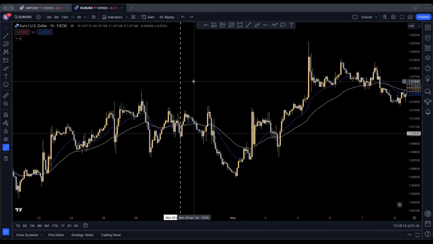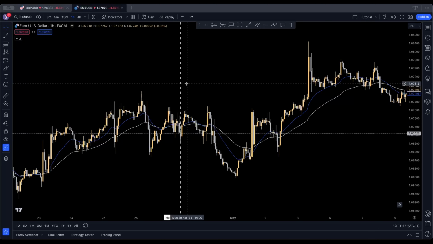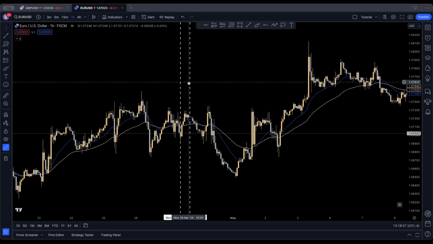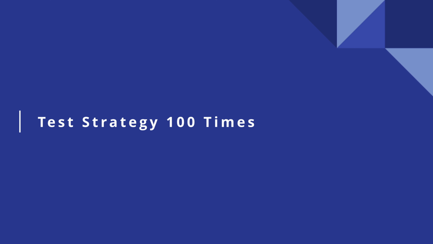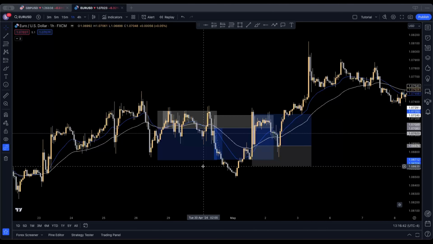For me, I start looking at the charts when the US session opens, generally around 9 a.m. I draw a vertical line to mark my trading window, which goes until about 4 or 5 p.m. You should also select the time when you will be actively trading in the future. Next, test your strategy 50 times, or better yet, 100 times. Testing your strategy 100 times will give you a better idea of its effectiveness.